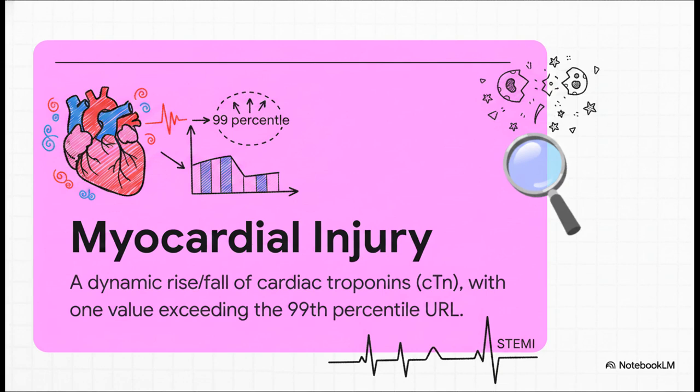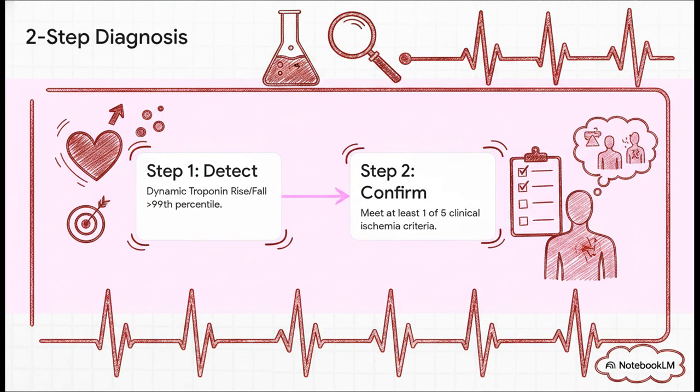The absolute foundation of the modern diagnosis is biochemical proof of myocardial injury. We're talking about cardiac troponins. But here's the crucial part. A single high troponin level is not enough to make the diagnosis. Lots of things like sepsis or kidney failure can cause a chronic elevation. What we absolutely must see is a dynamic change, a clear rise and/or fall in the troponin levels. That dynamic pattern, with at least one value above that 99th percentile, is what tells you an acute event is happening right now.